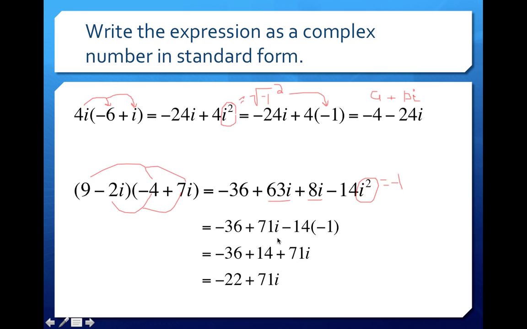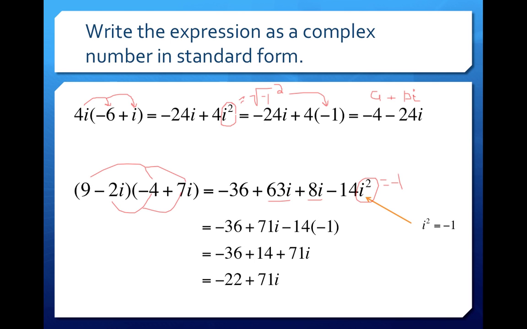63 plus 8 gives me 71i. And because it's -14 times -1, that turns into positive 14. So my solution, again written in the a plus bi form, is just -22 plus 71i. Easy.